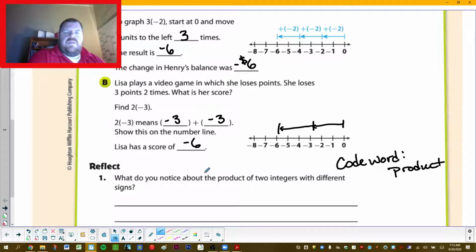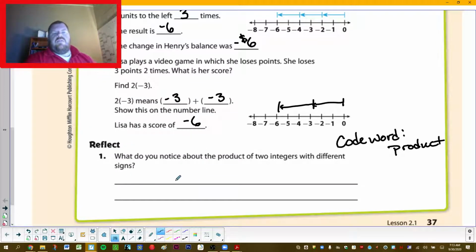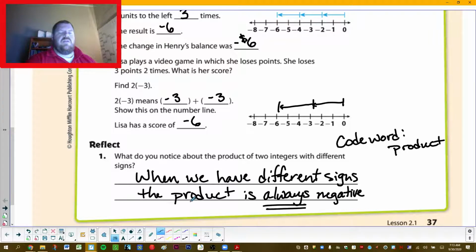Okay. But what do we notice about the product of 2 integers with different signs? As in, one was positive, the other one was negative. Well, when we have different signs, the product is always negative. And that's kind of the key word here, that it's always negative. Doesn't matter which of the two things you're multiplying together is negative. Doesn't matter if one's bigger than the other. It's just always going to be negative.